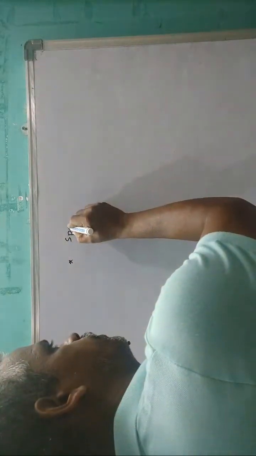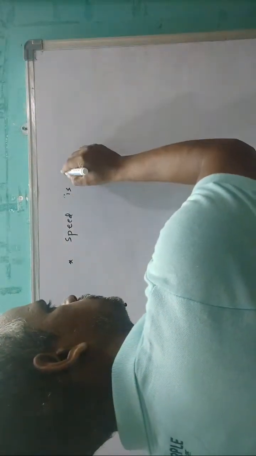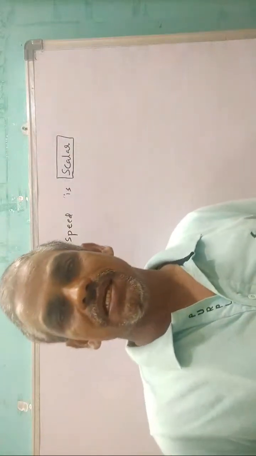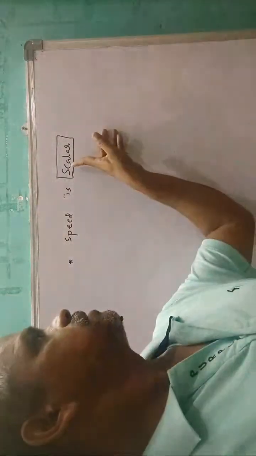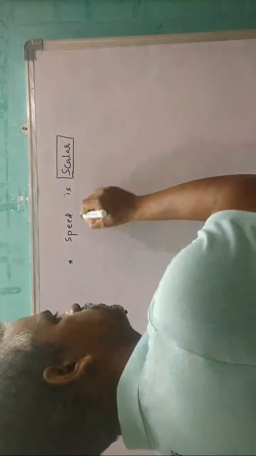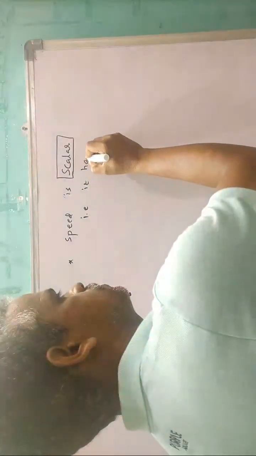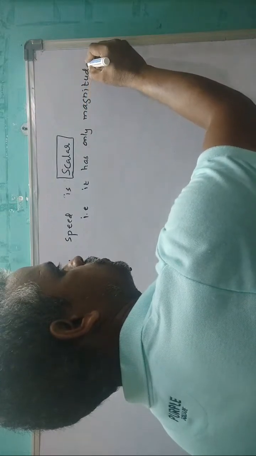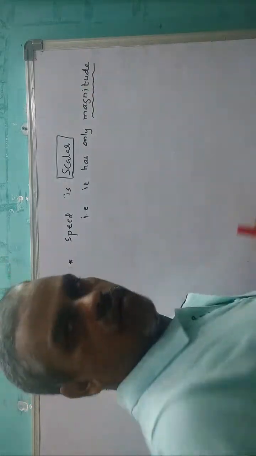Next, write this point. Q star mark. Speed is scalar. Speed is scalar. Remember this one. Speed is scalar. SCALAR. That means it has only magnitude. It has only magnitude.